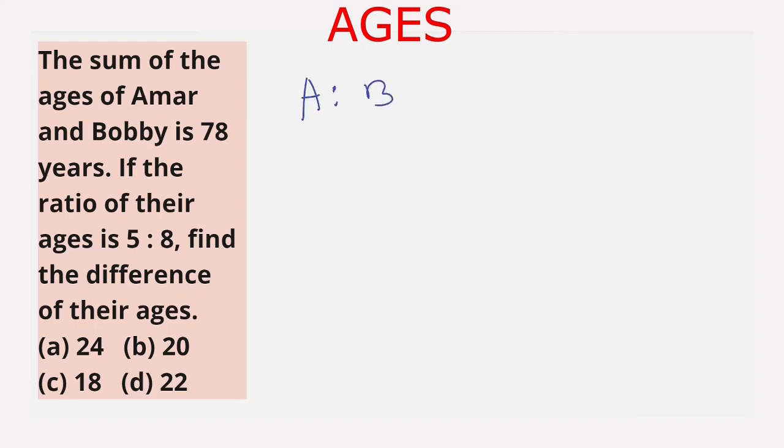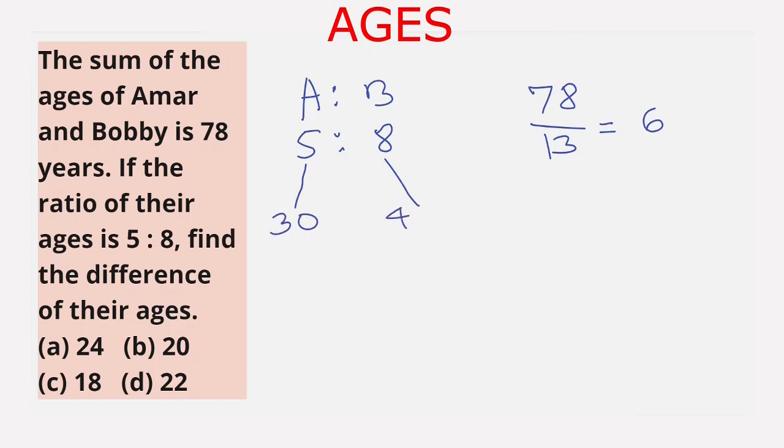A ratio B is 5:8. 78 is the sum of their ages. So the sum of the ratio is 5 plus 8 is 13. 78 divided by 13 gives us 6. So 5 times 6 is 30, and 8 times 6 is 48. The difference is 48 minus 30 equals 18. Thus the difference of their ages is 18 years.